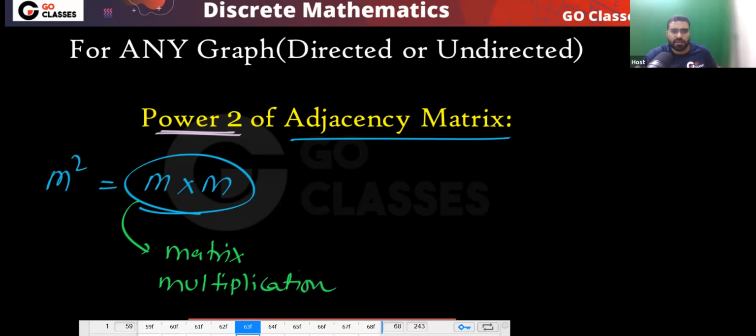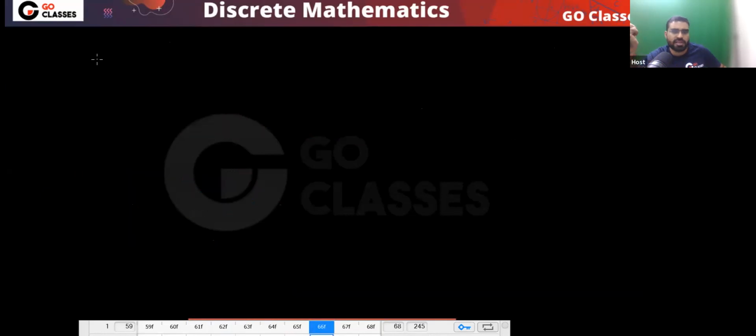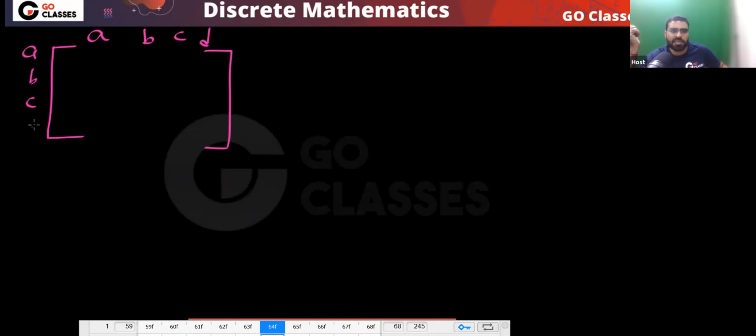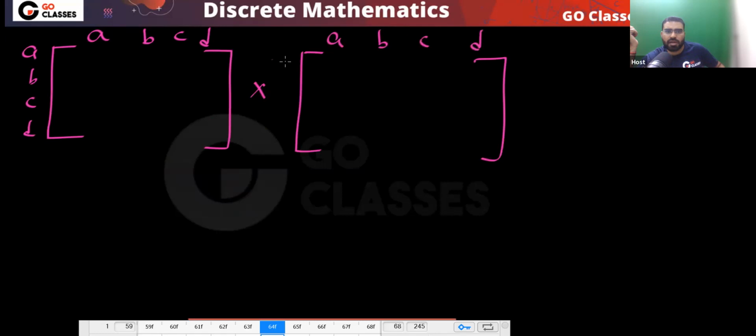So tell me, if you do this, now see, just take your copy and pen if you want, or you can just understand like this. This is your adjacency matrix. Let's assume, for example, ABCD as rows and columns. This you multiply with another adjacency matrix, which is also ABCD. Now I am asking a simple question: focus on this entry.